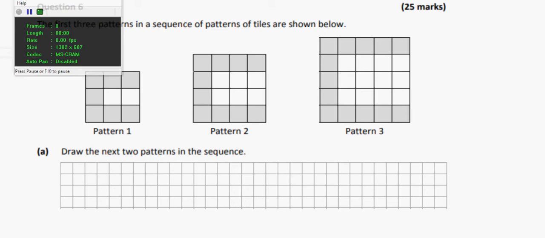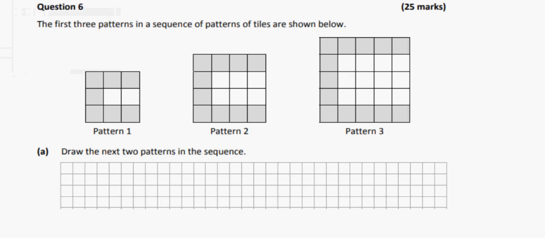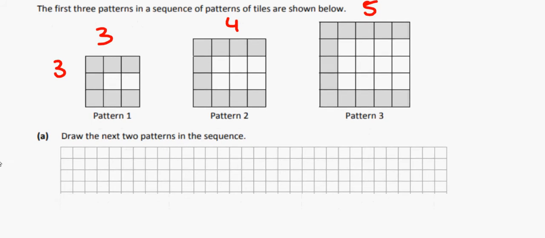What we have here, I skipped one because we've already done one like it. So we're now a gap further in. So we're actually on this one here, right? Draw the next two patterns of the sequence, no bother. So would everybody agree that's a 3 by 3, that's a 4 by 4, and that's a 5 by 5? Everybody agree with that?